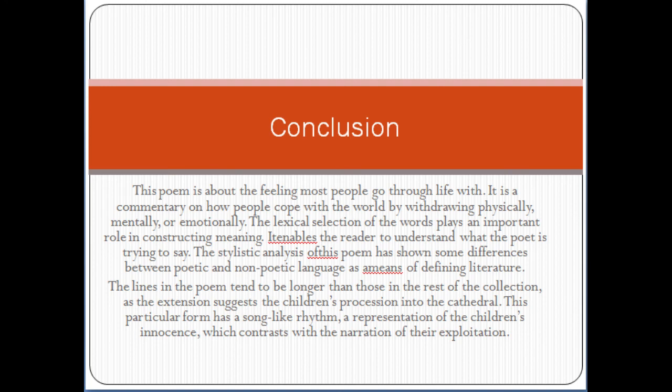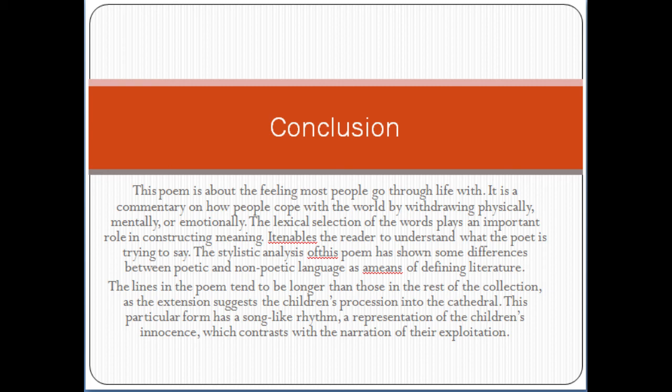Conclusion: this poem is about a feeling most people go through life with. It is a commentary on how people cope with the world by withdrawing physically, mentally, or emotionally. The lexical selection of words plays an important role in constructing meaning. It enables the readers to understand what the poet is trying to say, and the stylistic analysis of this poem has shown some differences between poetic and non-poetic language as a means of defining literature.